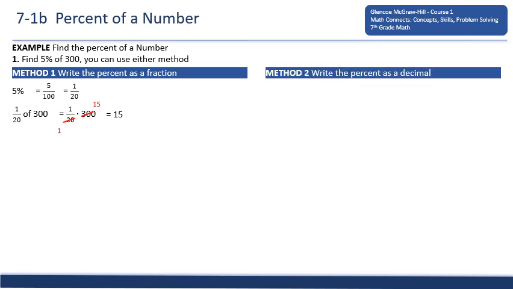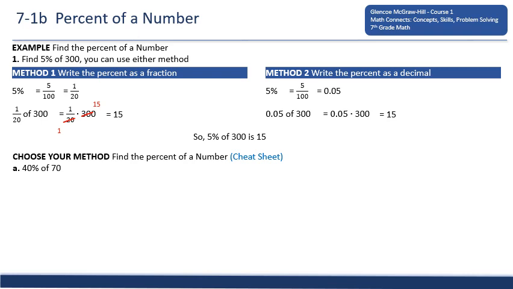We look at the second method, write the percent as a decimal. We have 5%. We'll write it as 5 over 100, and when we divide that out, we get 0.05. Now we're going to take 0.05 of 300, which restated is 0.05 times 300, and if we multiply that out, we get 15. So 5% of 300 is 15.